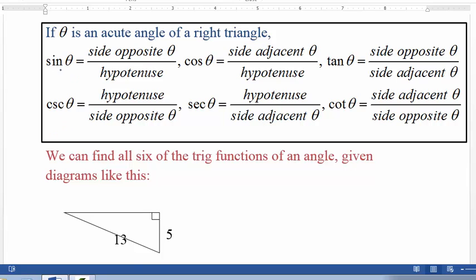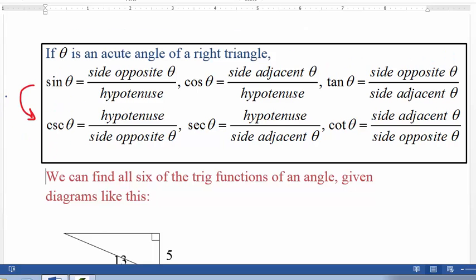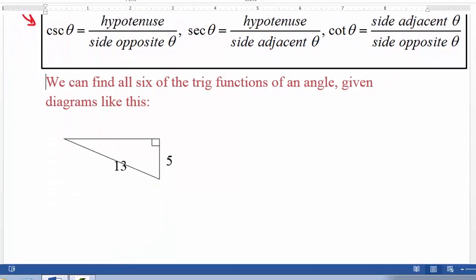And then, of course, what happens is the trig functions in the bottom row are actually reciprocals of the ones in the top row. Right? So the cosecant is the reciprocal of the sine, the secant is the reciprocal of the cosine, and the cotangent is the reciprocal of the tangent. Because you see how the numerator and denominator just switch as you move from the top row to the bottom row there.